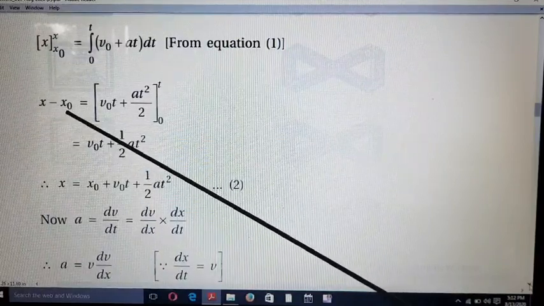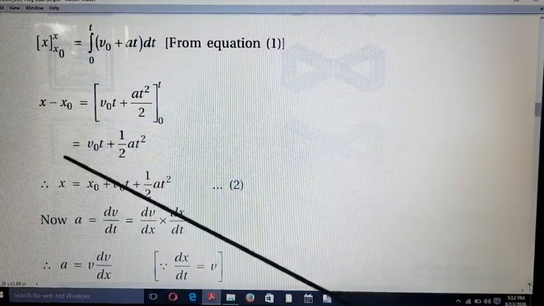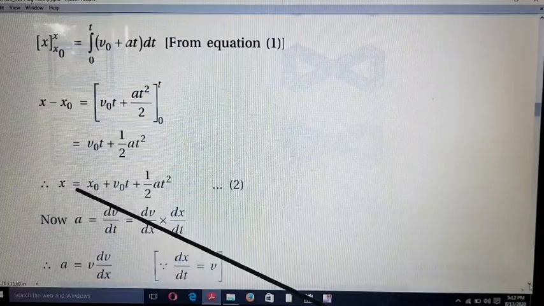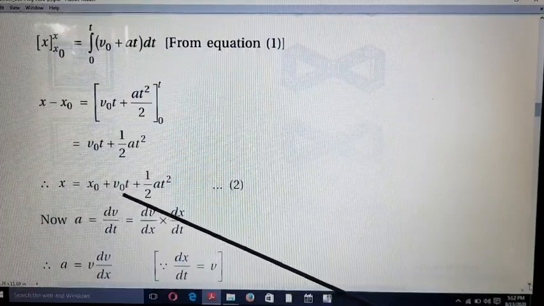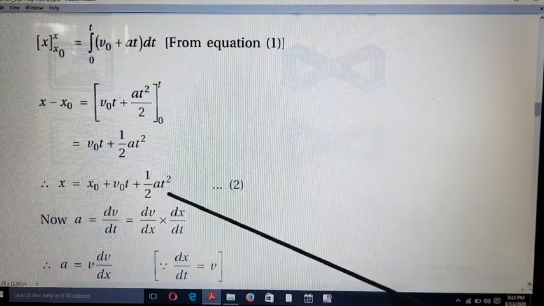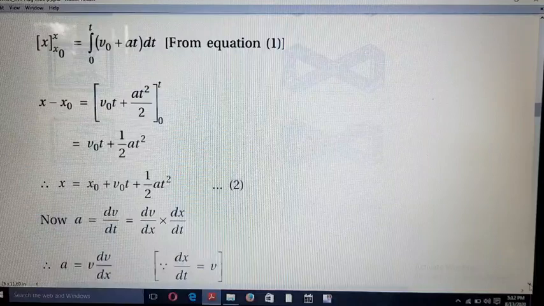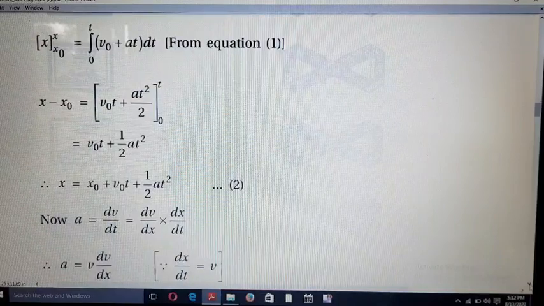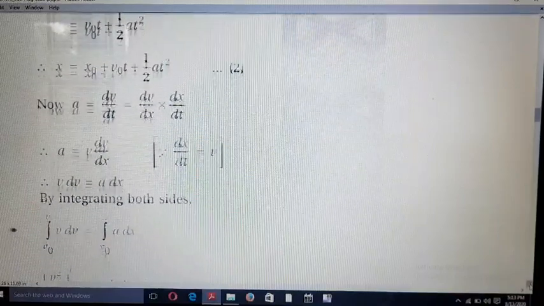This x0 we now move to the right hand side. So we get x is equal to x0 plus v0t plus 1 by 2 at square. This is the second equation of motion, and now we get the third equation according to the definition of acceleration.